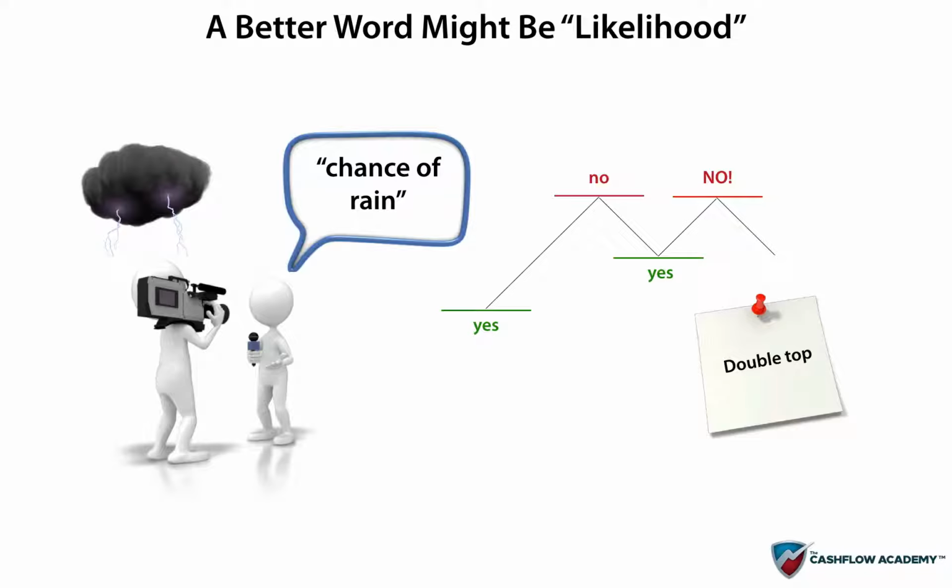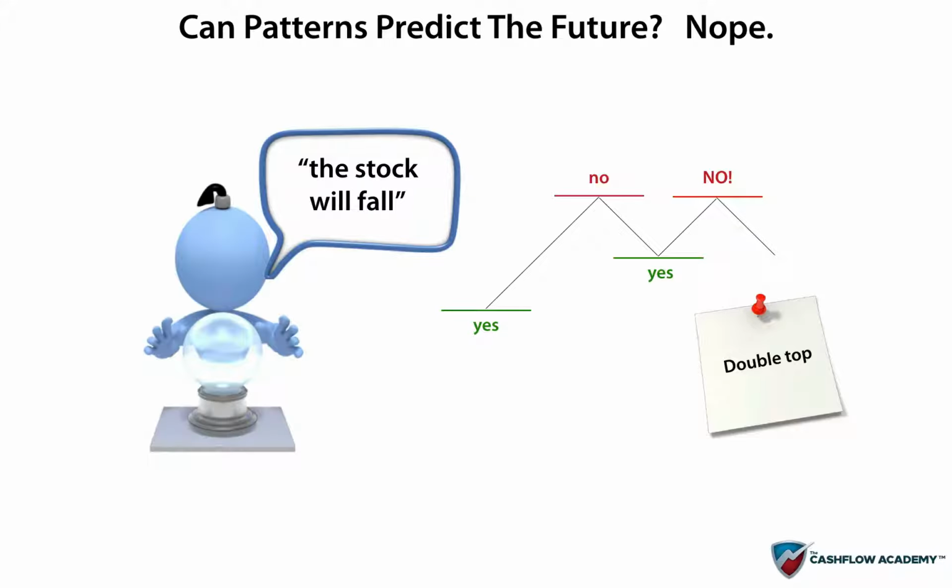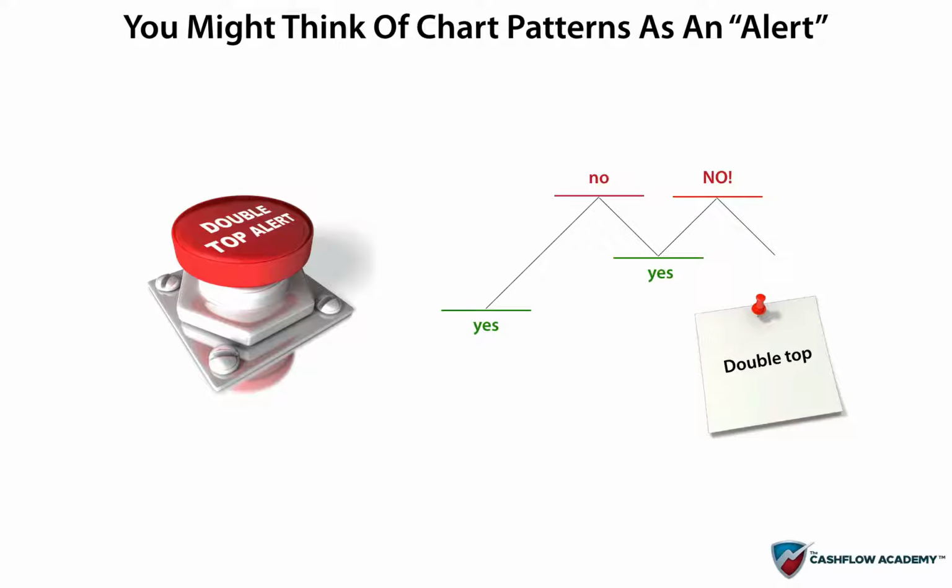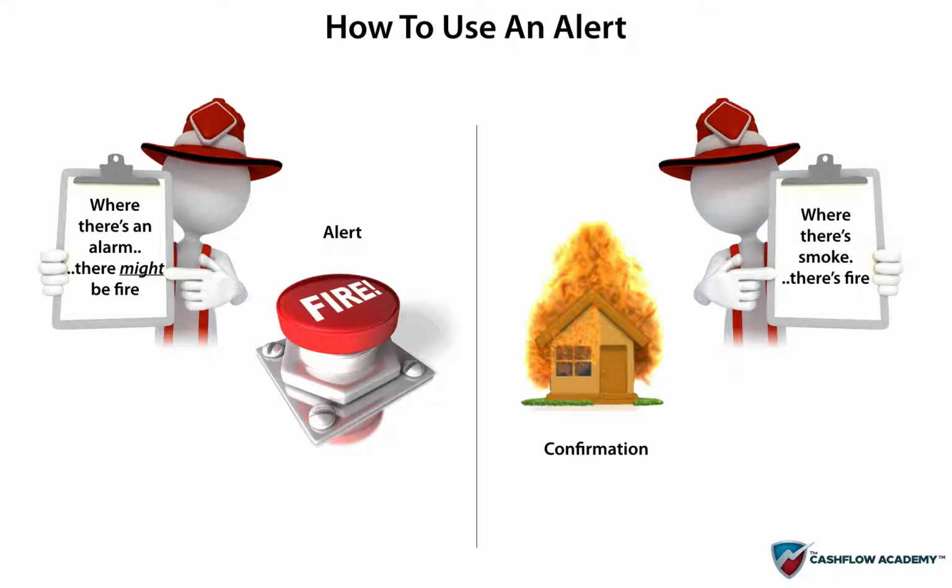But I would say this, the chances of it turning are greater with a double top, perhaps, than with one, no, right? And so we might not think of these as a crystal ball. We might think of these as just something to pay attention to. An alert, perhaps. Oh, look, double top. Let's pay attention. There might be a fire here. There might not be a fire here. Alerts don't mean fire. Now, smoke means fire, but alerts do not mean fire.